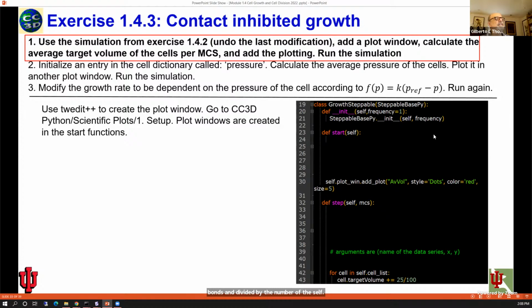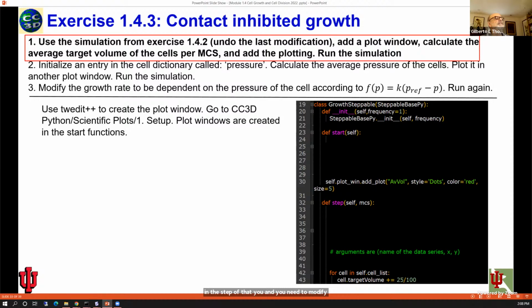Okay, so here is the initial steppable as is so far, plus the loop over all cells, which is inside the mitosis steppable. And here is the region in the steppable that you need to modify.